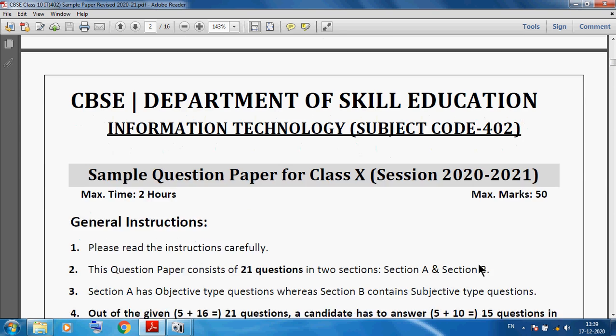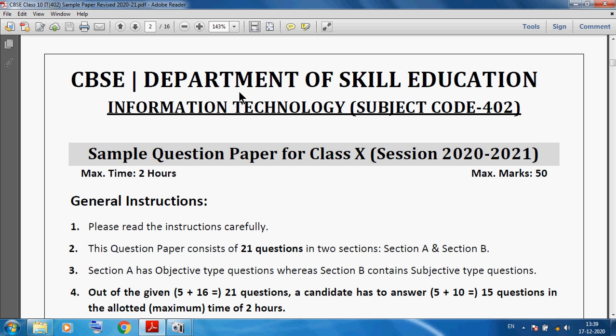Now here I am giving the CBSE Department of Skill Education Information Technology subject code 402 sample question paper for class 10, session 2020-21. Maximum time 2 hours and maximum marks 50. General instructions you can read. So I am reading. First read the instructions carefully.